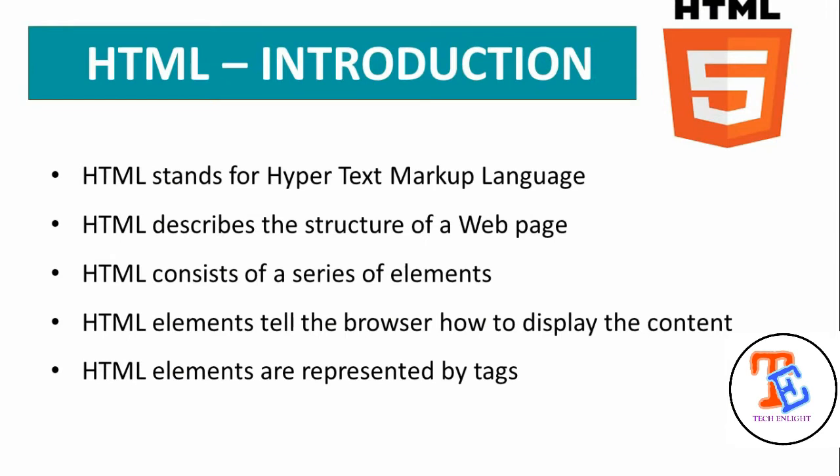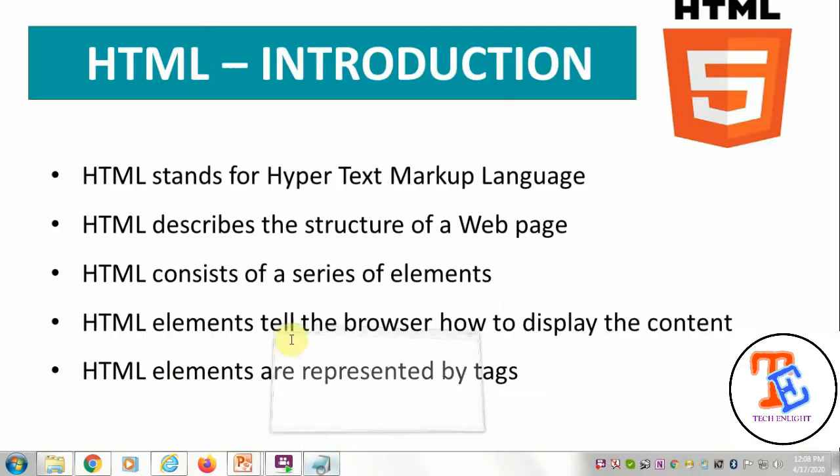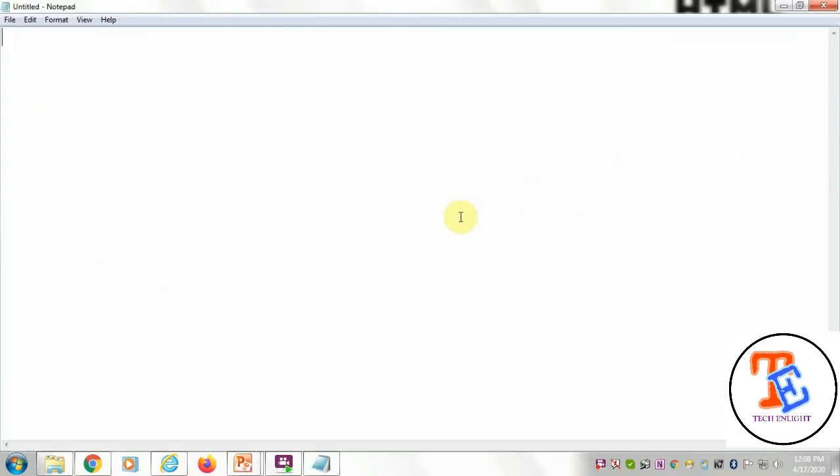Coming to the full form of HTML, it is Hypertext Markup Language, which describes the structure of a web page. HTML consists of a series of elements. These elements tell the browser how to display the document, and each and every element is represented by a tag. Then what is a tag? A tag is enclosed in angular brackets.